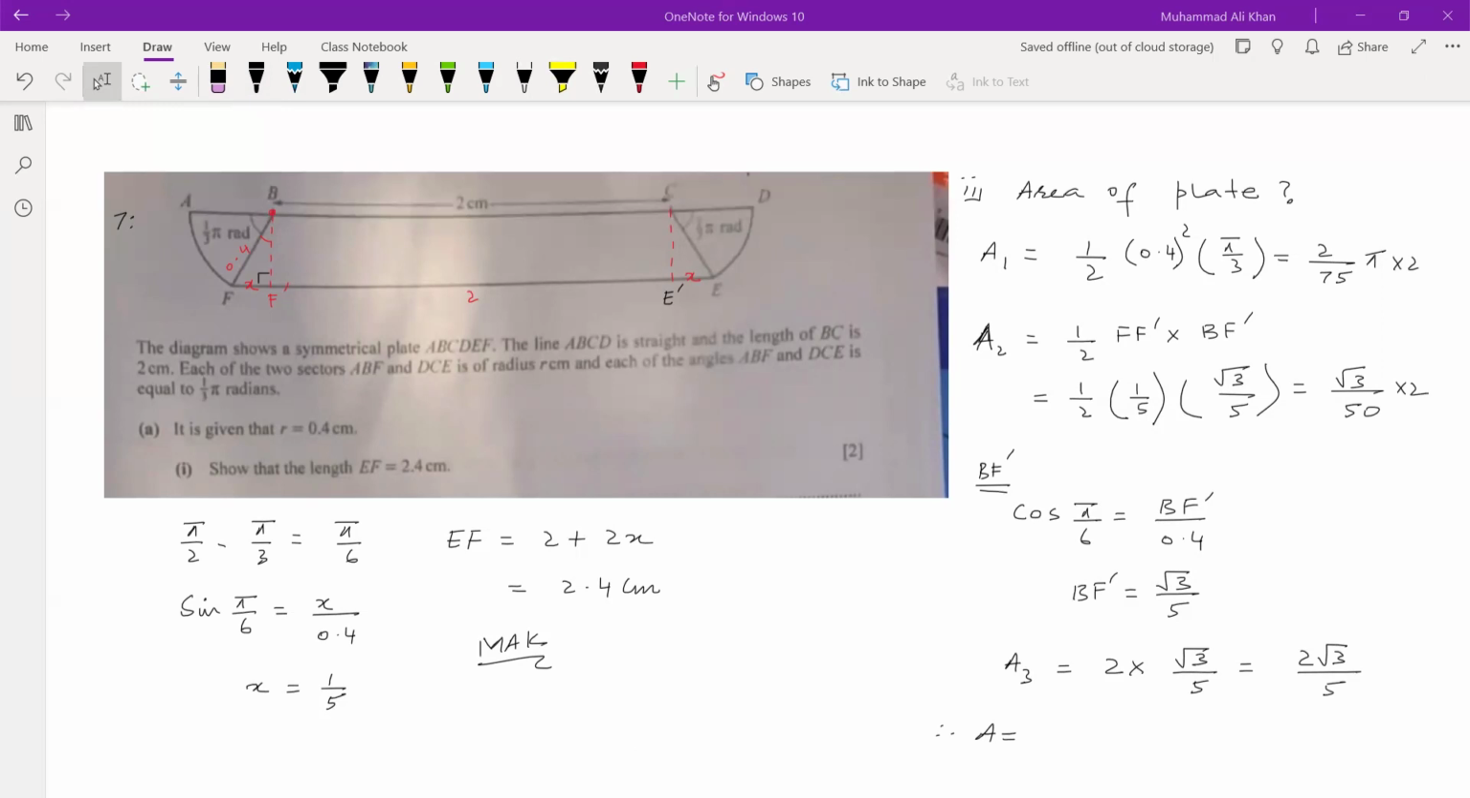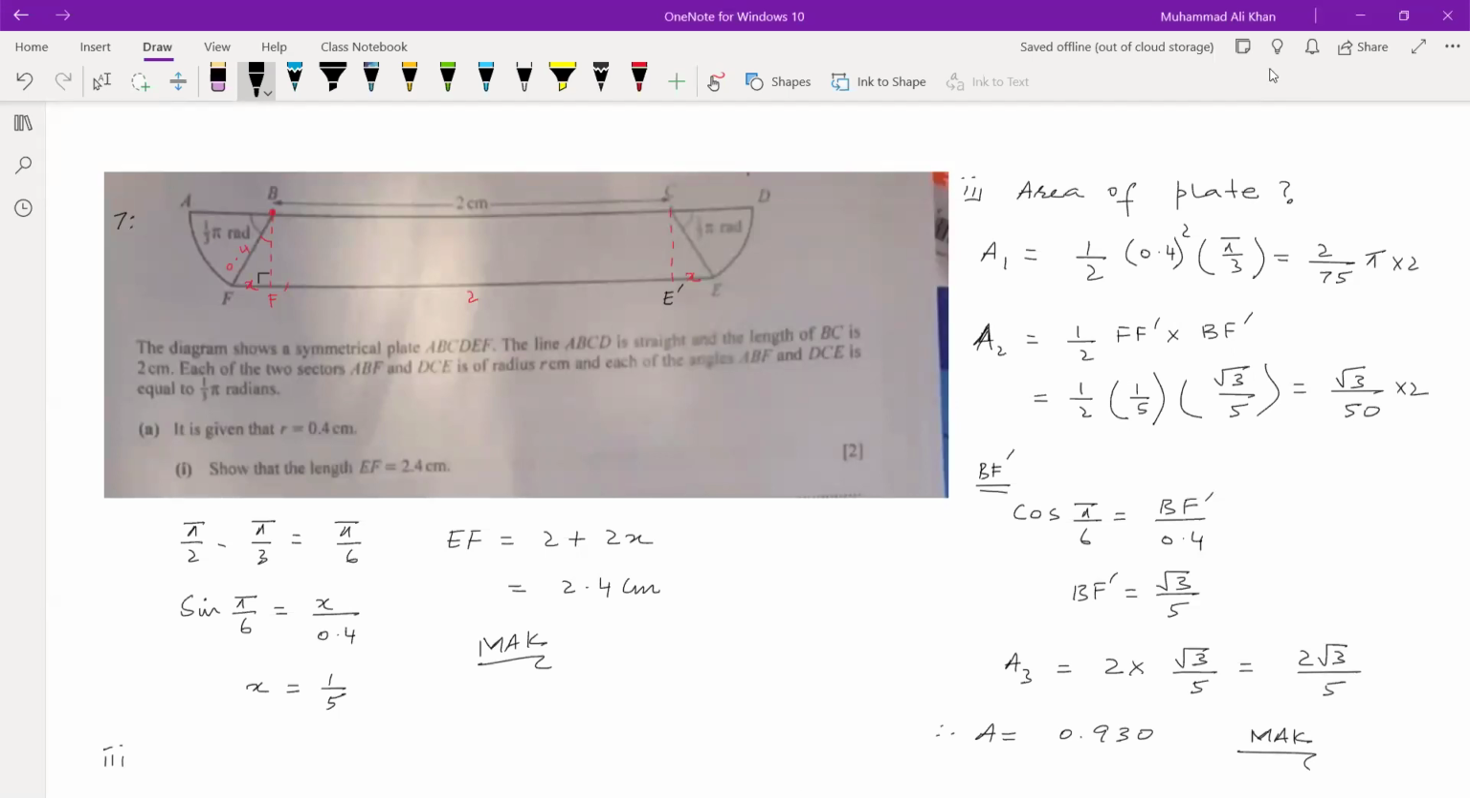And the third area is 2 root 3 over 5. So the final answer is 0.9296, which is 0.930 up to 3 significant figures. This is the final answer of part B. Hopefully it is clear.